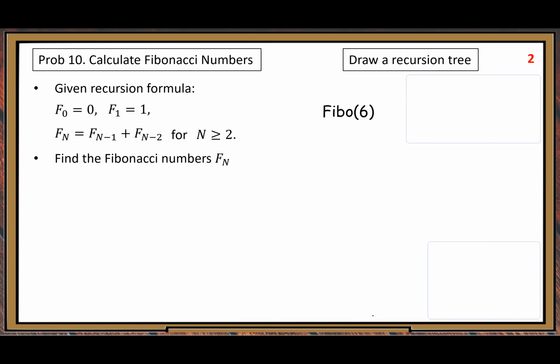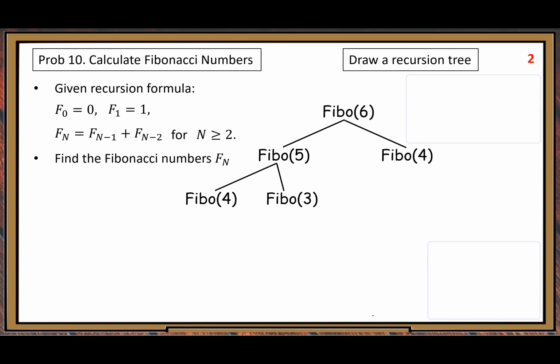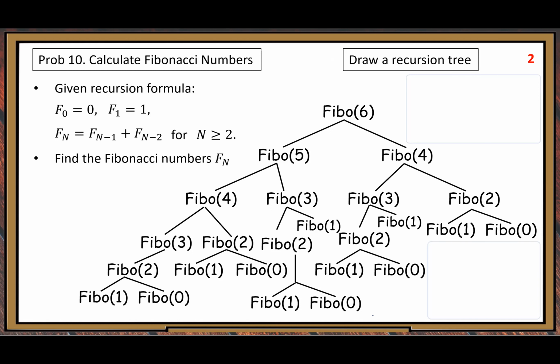For this small number, if we use that recursive function, look at what recursion tree we need to draw. Let's do one by one. In order to find Fibonacci of 6, we need to find Fibonacci of 5 and Fibonacci of 4 first. Then, in order to find Fibonacci of 5, we need the values for Fibonacci of 4 and Fibonacci of 3. This side, Fibonacci of 3, Fibonacci of 2. So then, keep doing. We need to get all the values when we reach the bottom.